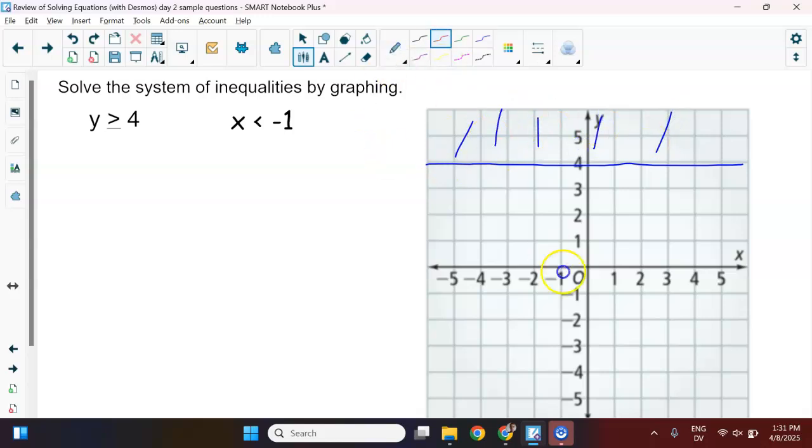And then an x line goes up and down. So the x line is going to start at -1. It's going to be dashed. And then we're less than -1, so we're going to shade this way. So our shading should be right up here. But again, you can do this in Desmos.